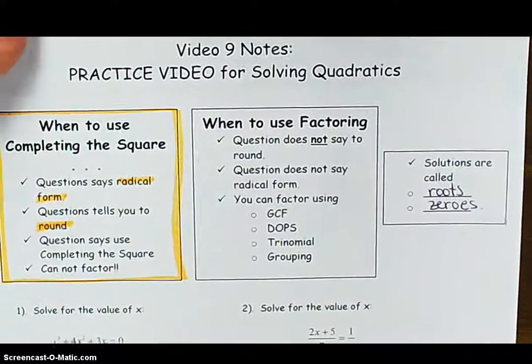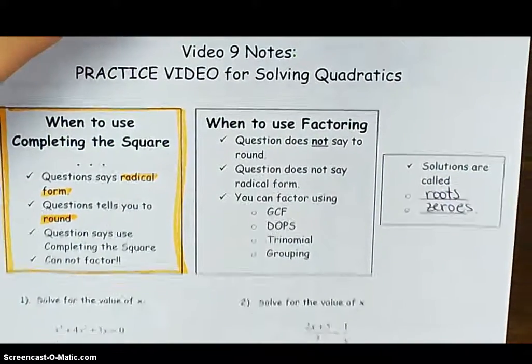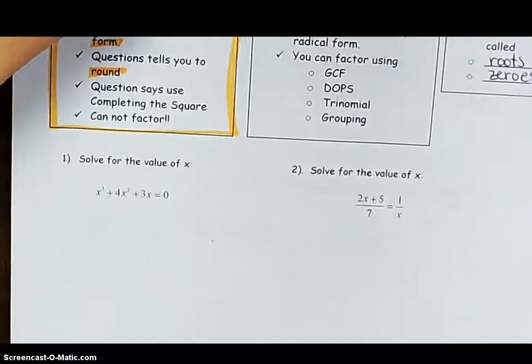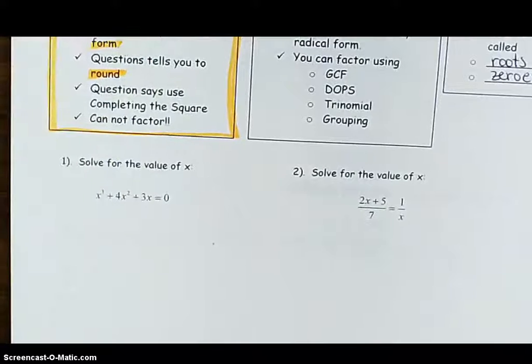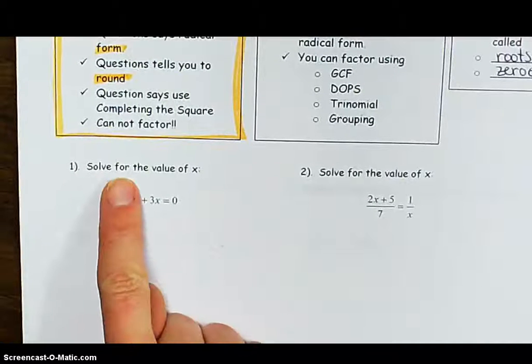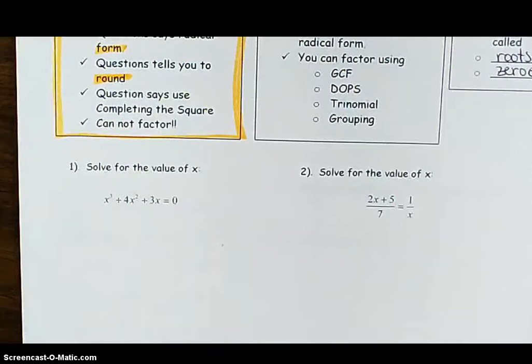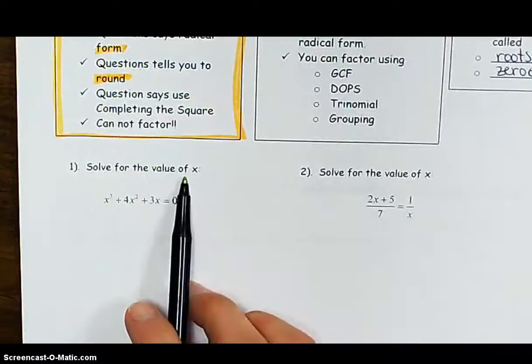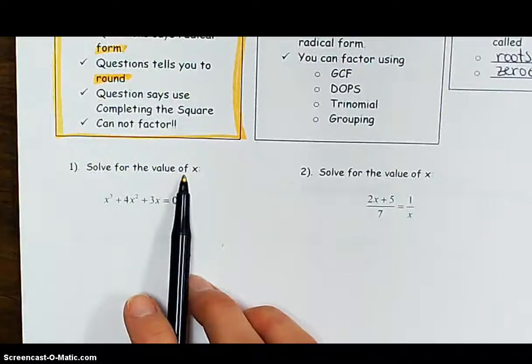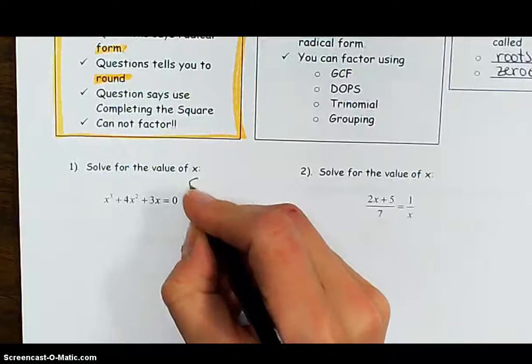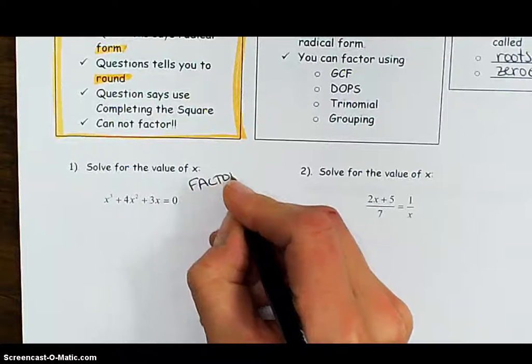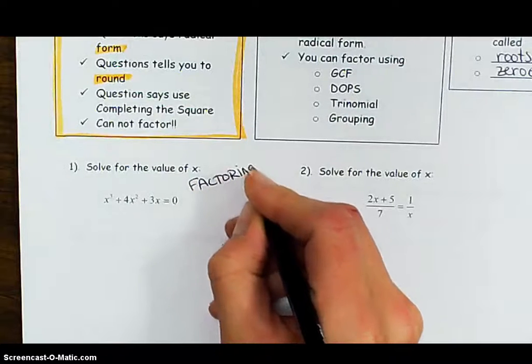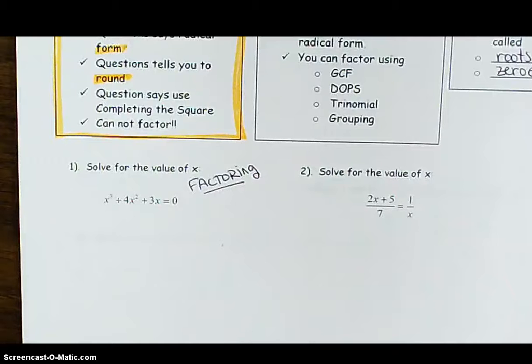Okay, so now we're going to take a look at a couple of examples and we're going to look to see how we're going to solve here. So let's take a look at number 1. It says solve for the value of x. Okay, now, does this tell you radical form? Nope. Does it say to round? Nope. So this means we're going to use regular factoring to solve this one.